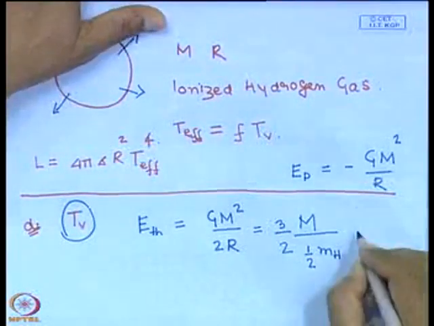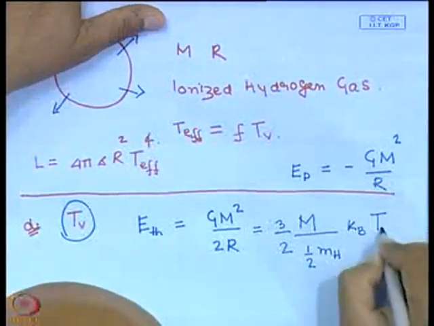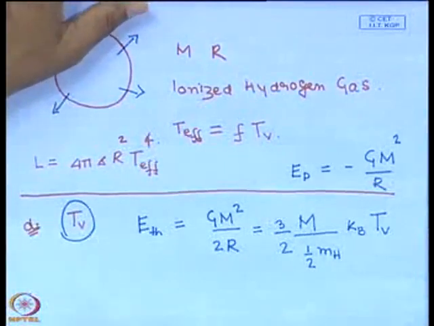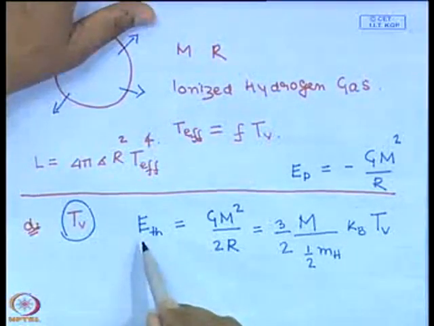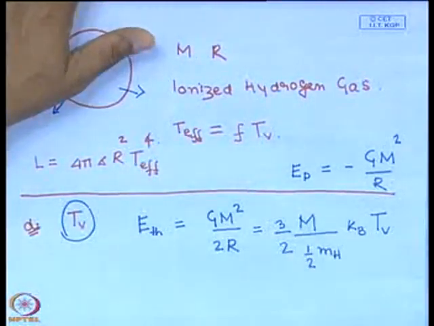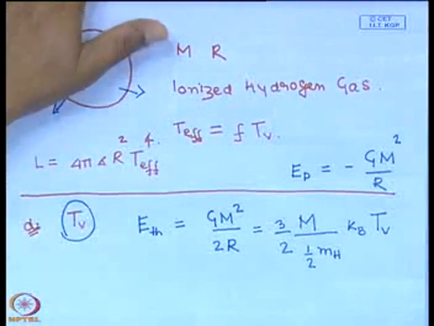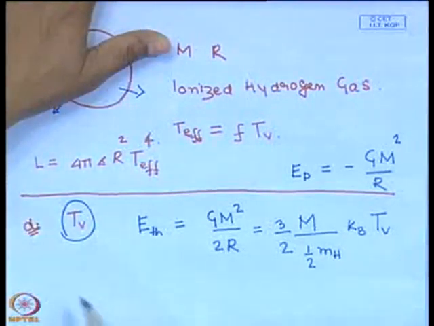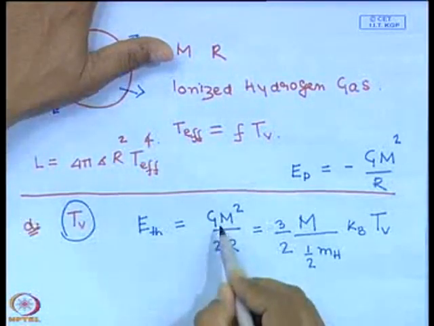So, n k, the Boltzmann factor k b into T virial, that is how the virial temperature is defined. The internal energy is written in terms of the virial temperature in this way. It is basically 3 by 2 n k T. N is the number of particles, k b is the Boltzmann constant into T. So, this straight away gives us the dependence of the virial temperature on the mass and the radius.